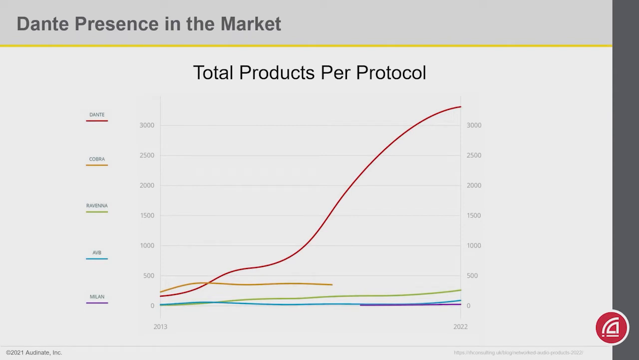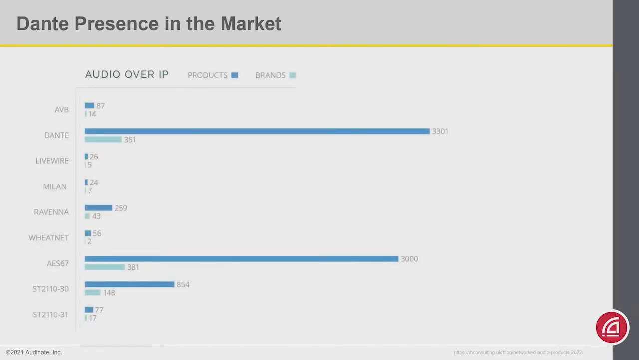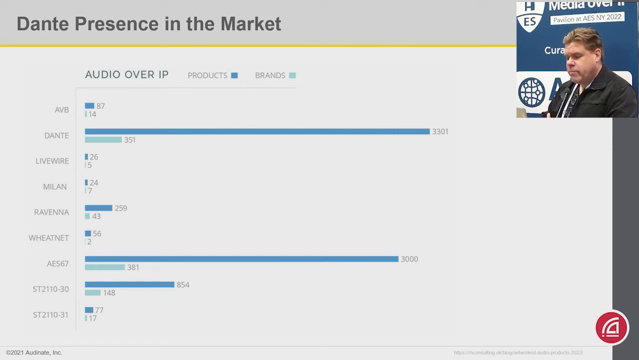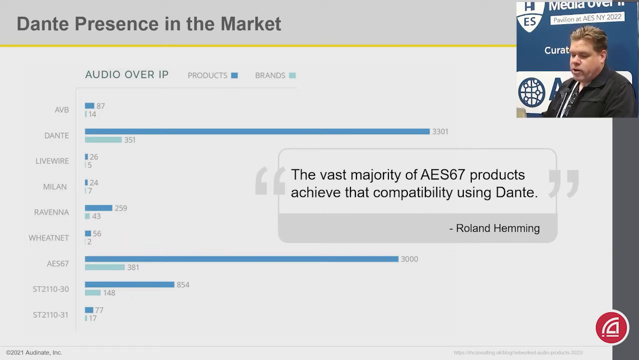Generally in the market, a lot of people know there are an awful lot of Dante products out there. Probably our nearest competitor is CobraNet, which isn't even around anymore, but I'm pretty sure Ravenna is going to catch up to them this year. As you start looking at different protocols, you'll see that AES67 certainly has a large presence. There's a consultant named Roland Hemming that goes out and counts how many devices are on different platforms. One of the interesting things that he finds is that most of those AES67 devices are actually getting there through the Dante chipset.